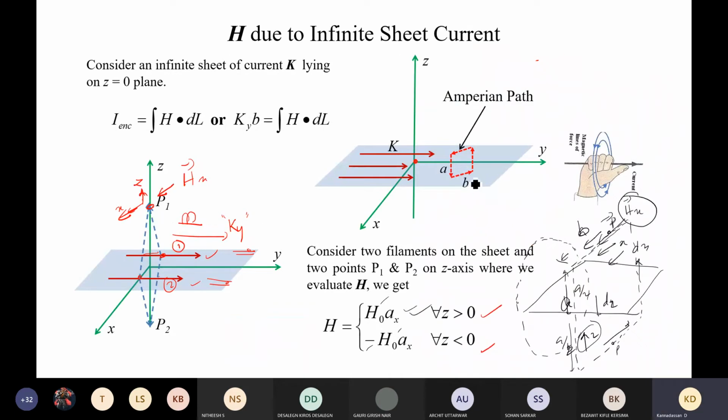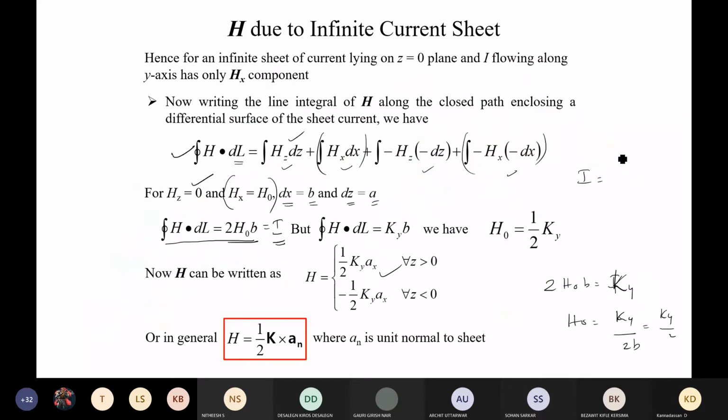Through this line, how much current will flow? This is the B value. So simply we can say that it is B into Ky. So this is the total amount of current. So the current is nothing but B into Ky. So I am going to put this B here, both cancel. So I will get K by 2. Okay, so this is the answer.